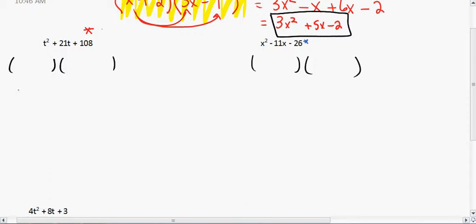Let's do that first one here, 108. I'm going to list out all the pairs of numbers that I can think of that will multiply to be 108, so factors of 108. And I'm going to do this in a pretty organized way so I don't miss any. I'll start off with 1 and then work up the list. So 1 times 108 is 108.